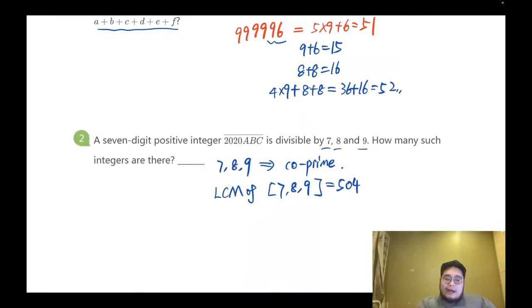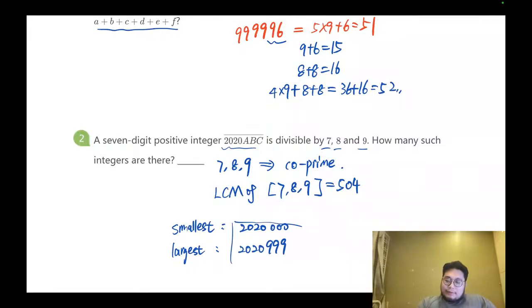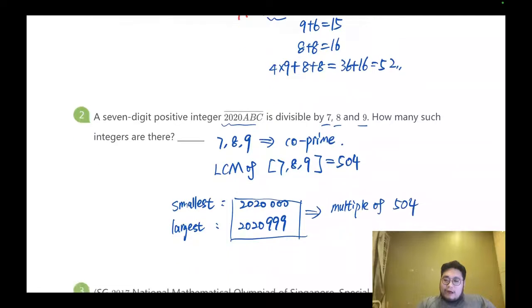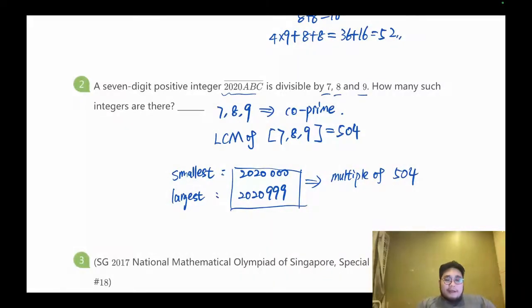So once we know the LCM of 7, 8, 9 is 504, that means we just need to find out how many 7-digit numbers beginning with 2020ABC are multiples of 504. So what is the smallest 7-digit number based on this 2020? It will become 2020000. How about the largest? The largest is 2020999. So in this range, how many numbers are multiples of 504?